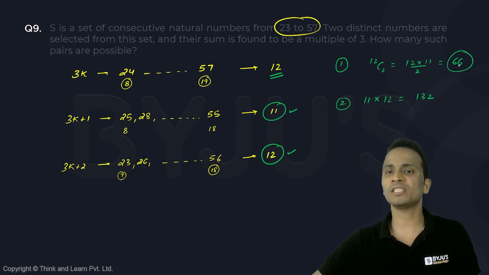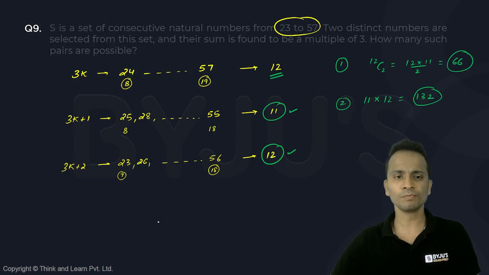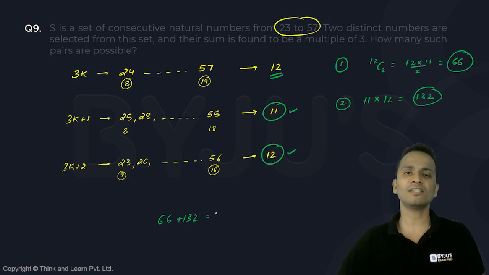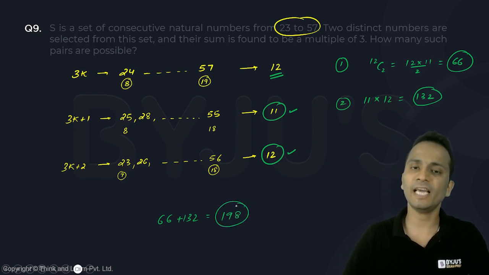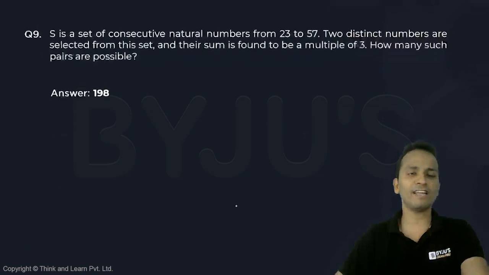So the total number of cases will be 66 plus 132. So 66 plus 132 is the total number of ways I can select two numbers such that the sum is a multiple of 3. Adding these two, the final answer will be 198. And that is the final answer for this question.